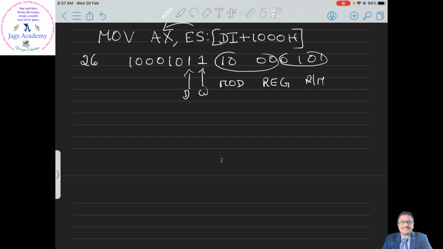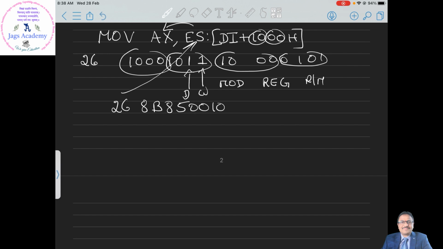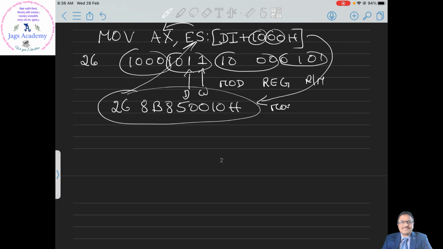Then try to get the hexadecimal equivalent of this. So this will be 8, this will be B, this will be 8, this will be 5, right? So there will be a prefix because of this segment overriding. Then comes your displacement. Displacement lower byte first and higher byte next. So 0010H. That's all. This is going to be the machine instruction for the assembly instruction given.